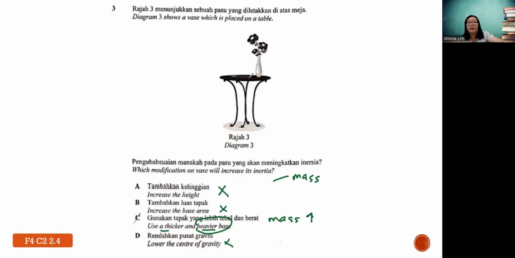That means it has a tendency to remain at a state of rest. If, let's say, this vase wants to remain at rest, if it is very light, it will easily topple. Yes. Okay.